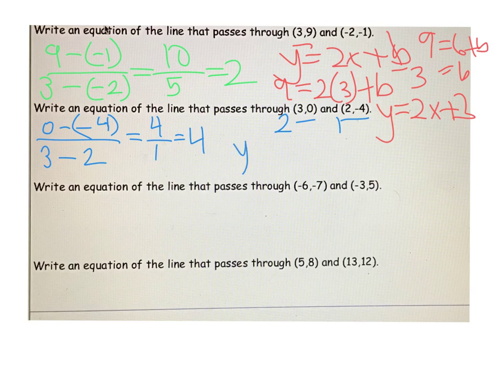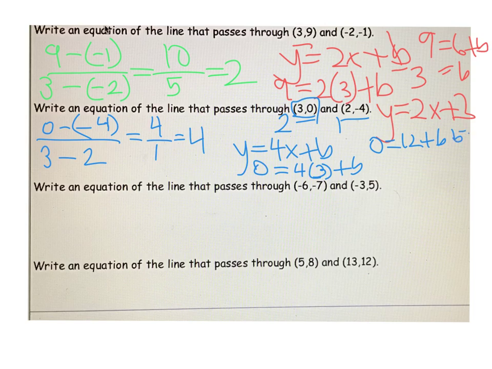It's going to be y is equal to 4x plus b. Doesn't matter which point I choose. I'm going to choose this one because it has positive values. So it's going to be 0 is equal to 4 times 3, because that's my x there, plus b. So 0 is equal to 12 plus b. So b is going to equal negative 12. Now I can substitute that negative 12 where that is. I'm left with y is equal to 4x minus 12.